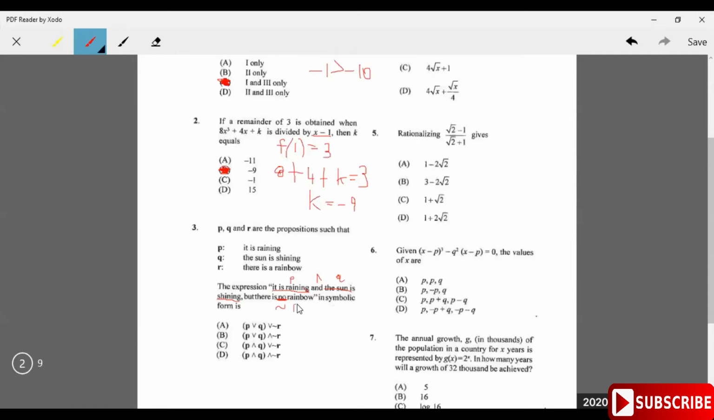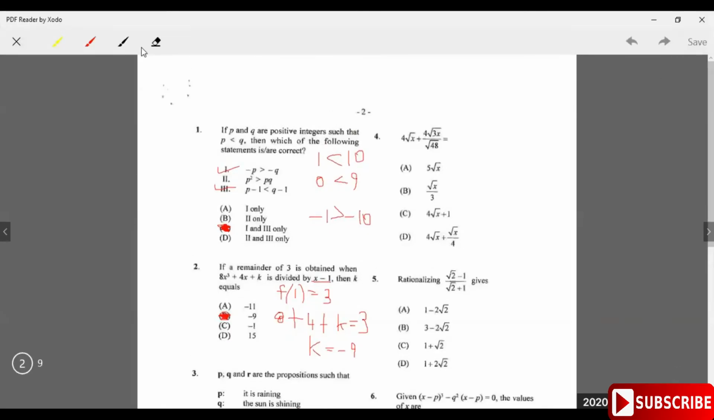Rainbow is R. So what they're telling us is that P and Q and not R. They're telling us that it is raining and the sun is shining, but there is no rainbow. Generally, when the rain is falling and the sun is shining, we see a rainbow. But in this case, rain is falling, the sun is shining, and there's no rainbow. Hence the use of the conjunction but.